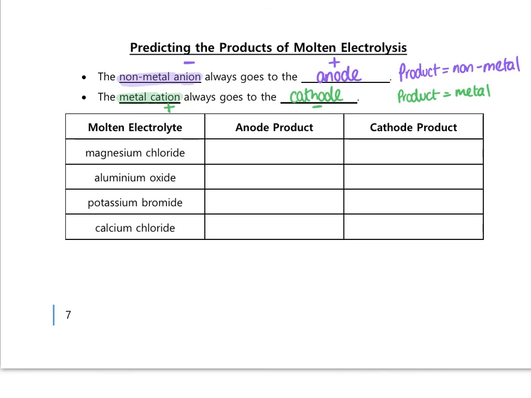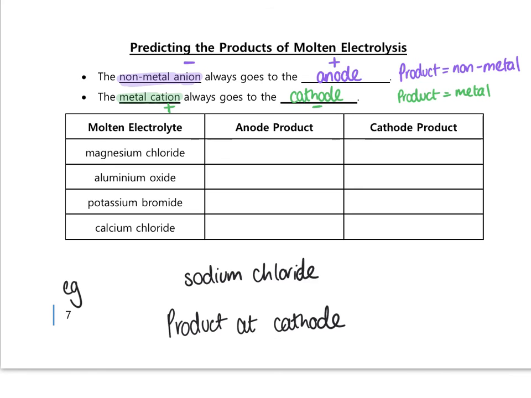So if you were given, for example, in your exam, if they said to you, what would be formed at the cathode for sodium chloride? You may think to yourself in the exam at first, well, sodium chloride wasn't one of my set examples. I learnt lead bromide and lithium chloride. But what we can see is the same thing happens each and every time.